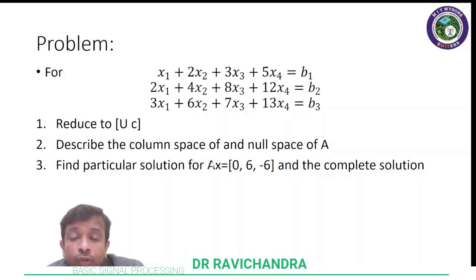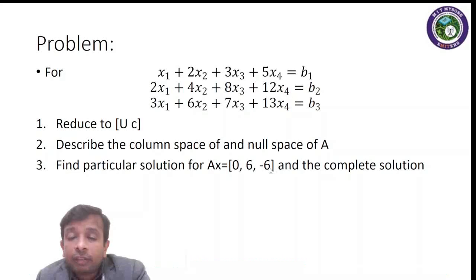and the particular solution for Ax is equal to (0, 6, -6), and the complete solution is to be found out, right? So here if you observe, Ax is equal to (0, 6, -6) is the b1, b2, b3 value, which we will use in order to obtain the particular solution and the complete solution. First of all, let us express the given system in Ax is equal to b form.